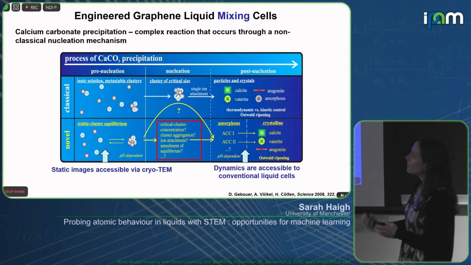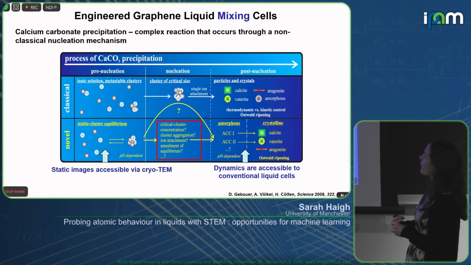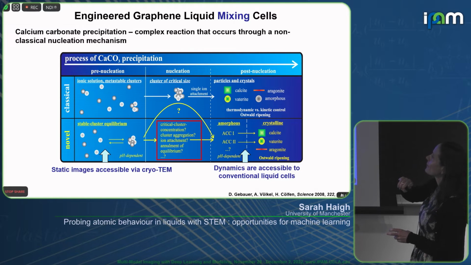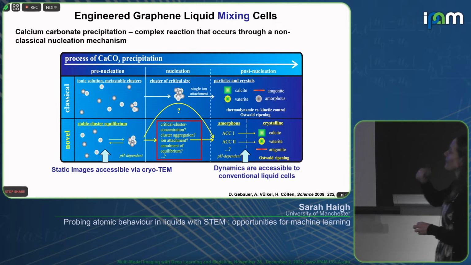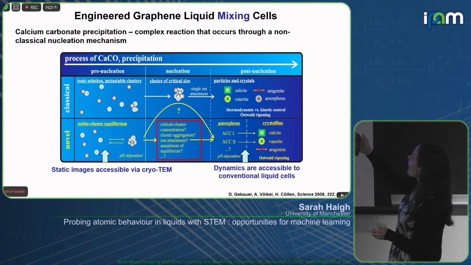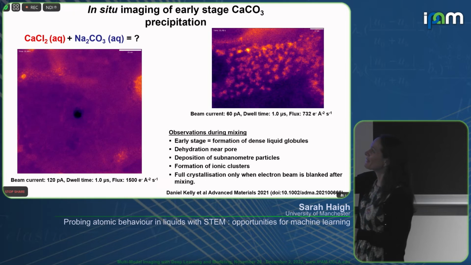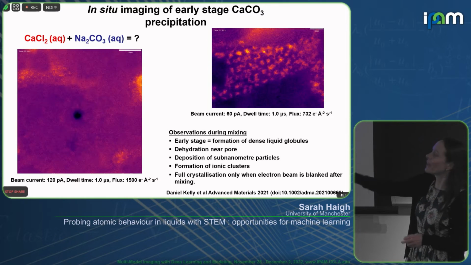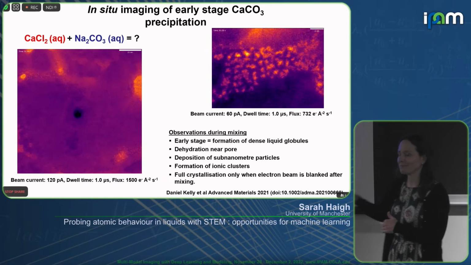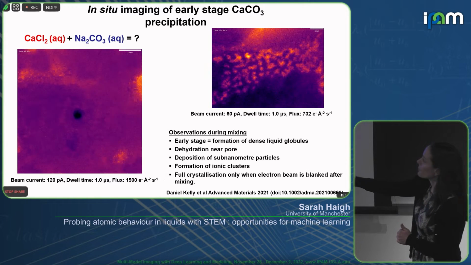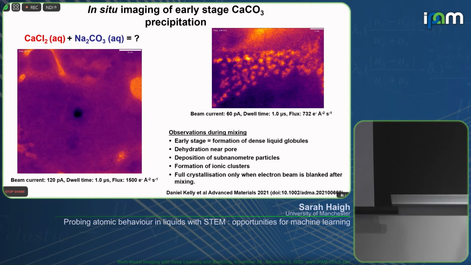It's a relatively simple mixing reaction. We can mix together calcium chloride with sodium carbonate, and we end up with calcium carbonate. Okay, great. So that's the hole that we've drilled in the middle. I'm going to make that video replay.